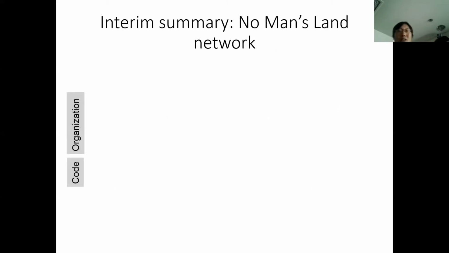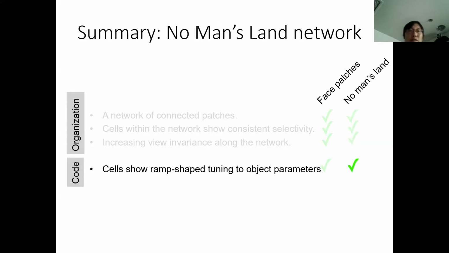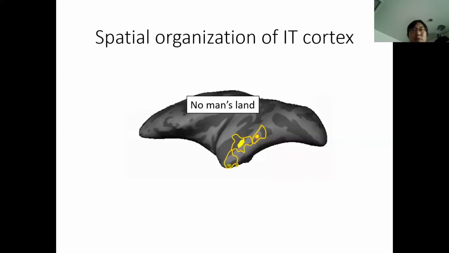To summarize, the organization and the code of the no man's land network is strikingly similar to that of the face patch network. It consists of a network of connected patches. Cells within the network show a consistent pattern of selectivity. There's an increasing view invariance along the network. Finally, single cells in the network show ramp-shaped tuning to the object parameters. So there seems to be a clear structural parallel between the face patch network and the no man's land network.